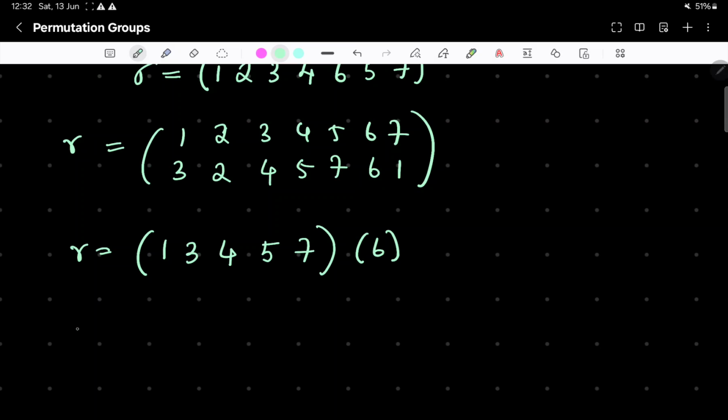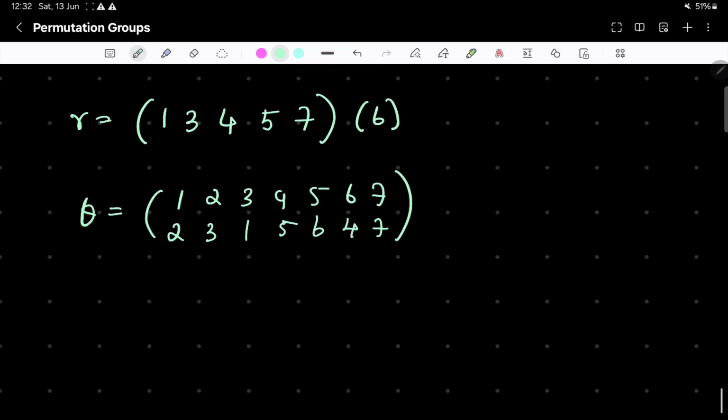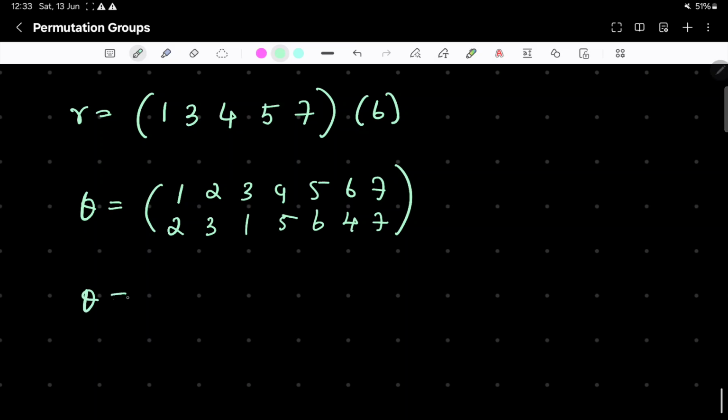Let's see one more, then we will stop. So theta, you can try by 7 2 2 goes to 2 1, 9 6, then 4 7. Okay. What about this? How do you write this?